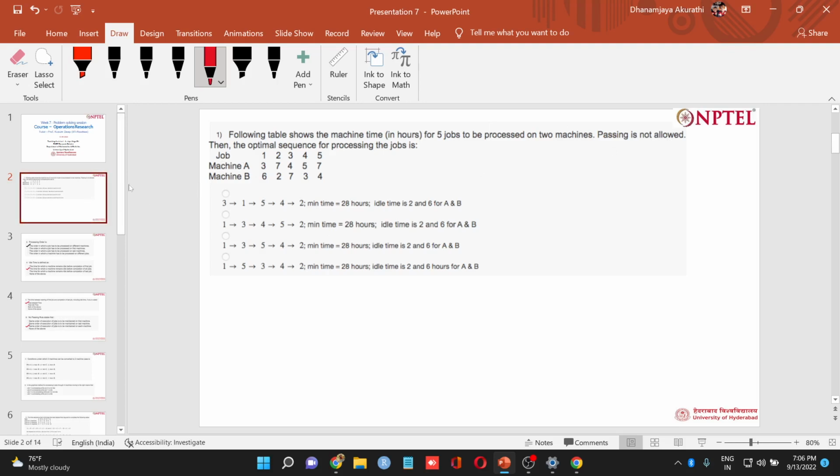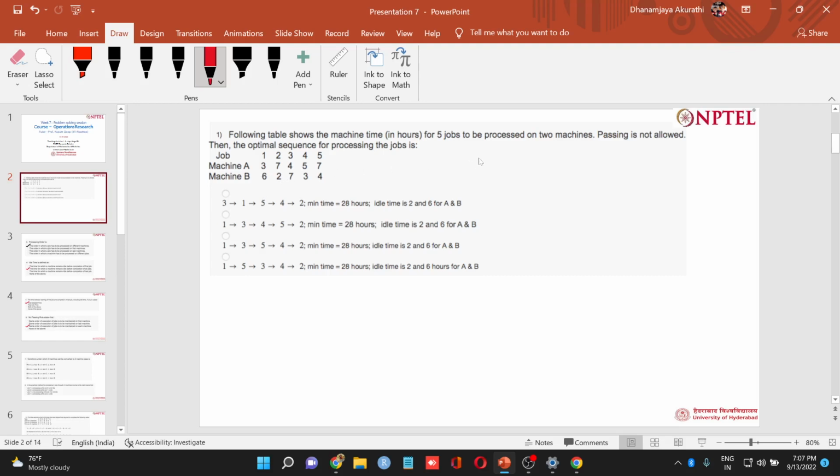Okay, coming to our first question, the n jobs and two machines case. Here, the problem is to find the optimal sequence for processing the jobs, and then find the total elapsed time and idle time for machine A and machine B. First we find the optimal sequence. To find that, we first select the minimum processing time from all the machines, machine A and machine B.